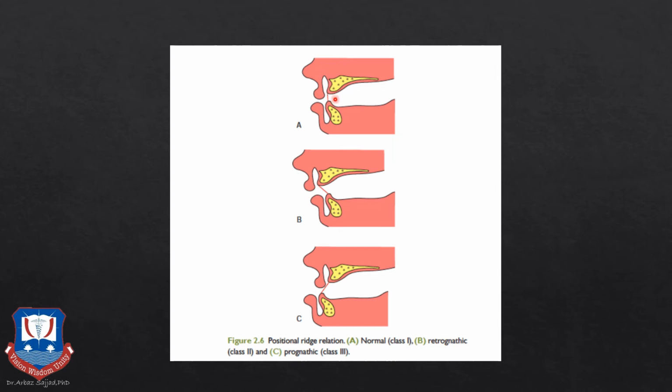Class 2 is a retrognathic situation where the maxilla is big and the mandible appears smaller. Class 3 is usually severe. In severe resorption cases, we will see that the maxilla has reduced in size and the mandible has increased in size. That is, there is an increase in mandibular circumference resulting in a prognathic relationship.